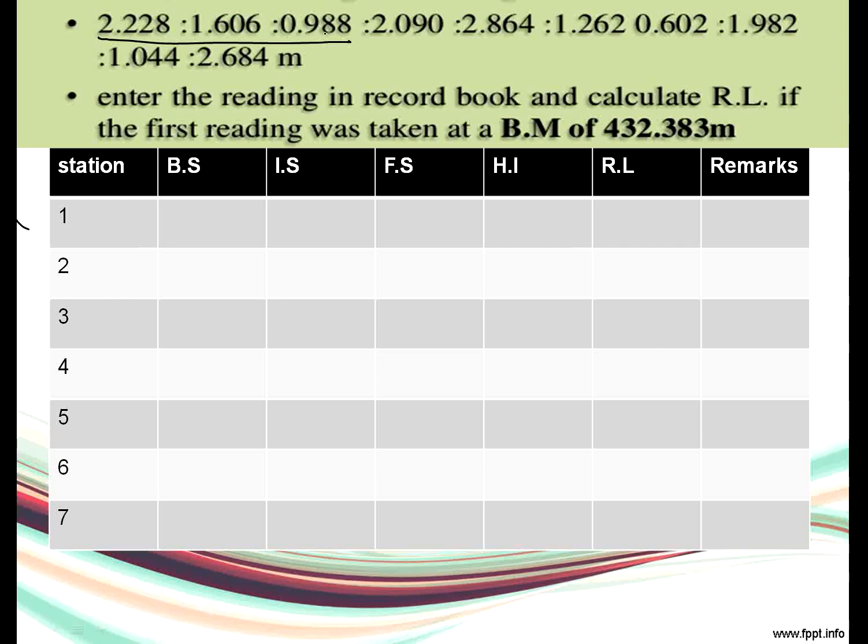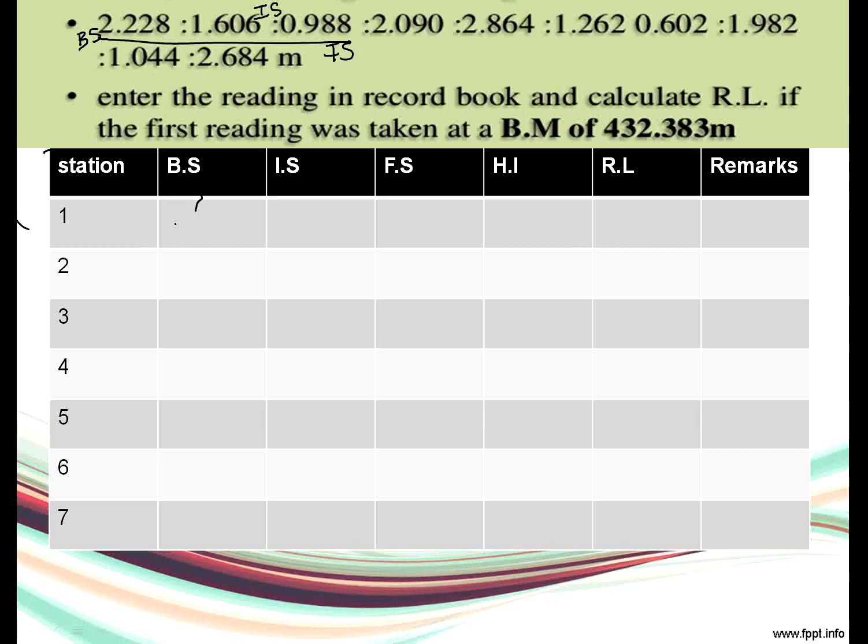It is given in the question. So while considering these 3 values, the first one will be your backside reading, and the last reading will be your foresight reading. And what about this 1.606? It will be your intermediate sight. Is it okay? Then we can mark it here.